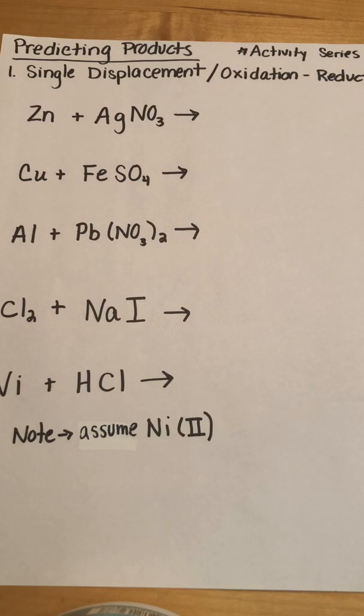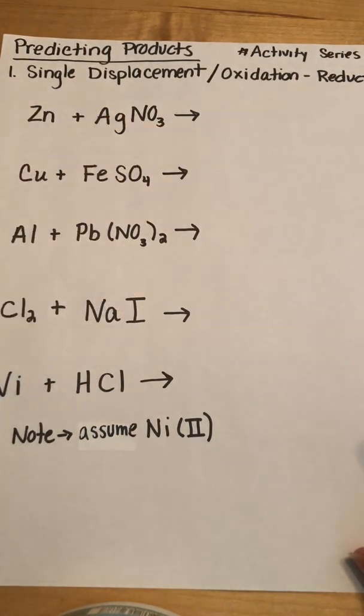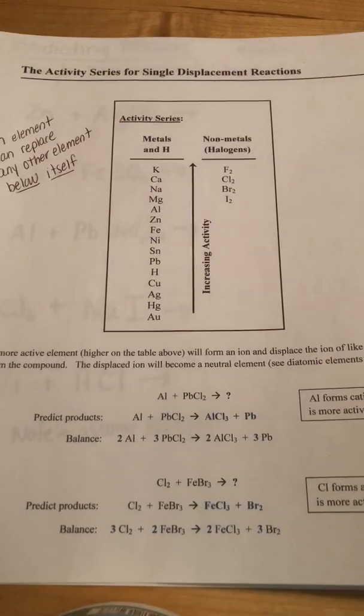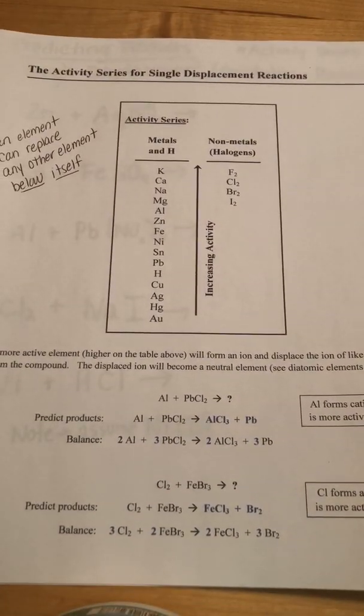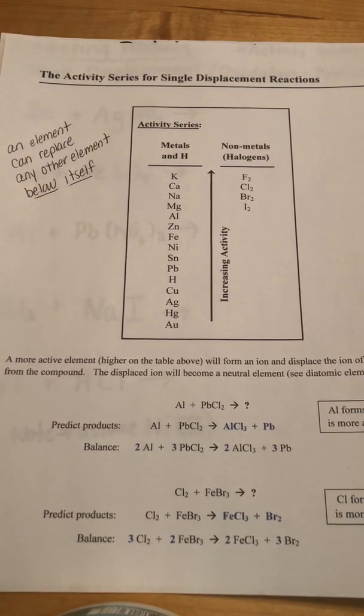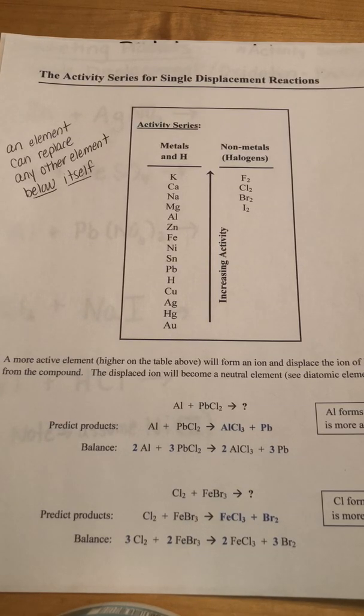Whenever you're predicting products for single displacement reactions, you can identify single displacement because you have an element plus a compound. In order to predict products, you need to refer to what we call an activity series chart. I uploaded a copy of it in D2L. I made this note on here, which you can add to yours as well, offering additional explanation as to how this works.